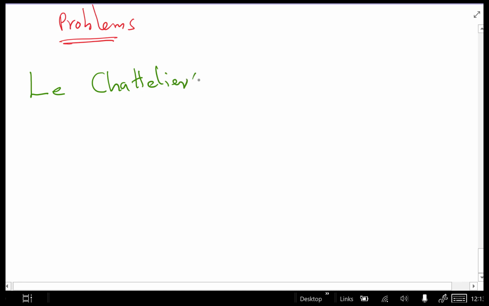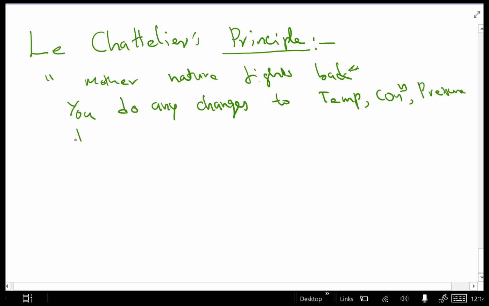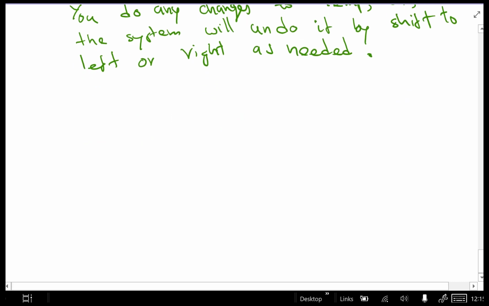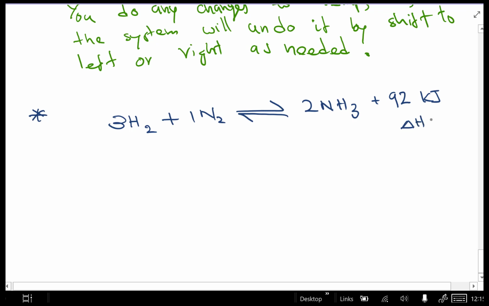Now, another important thing we call the LCP, or Le Chatelier's principle. To me, I simply say it's Mother Nature fighting back. So the system is happy at equilibrium, you disturb it, and Mother Nature will fight back. So simply what it means: you make any changes to temperature, concentration or pressure of an equilibrium system which is closed, and it will try to undo the damage or the pressure you are adding by shifting left or shifting right, by changing the equilibrium point, right?